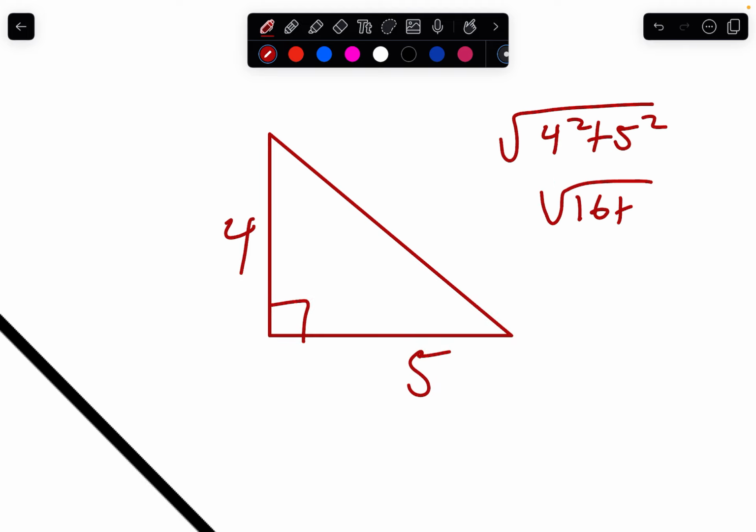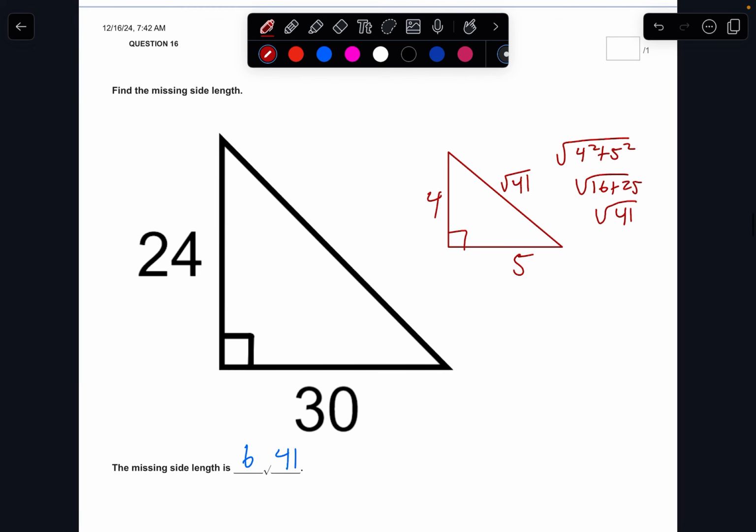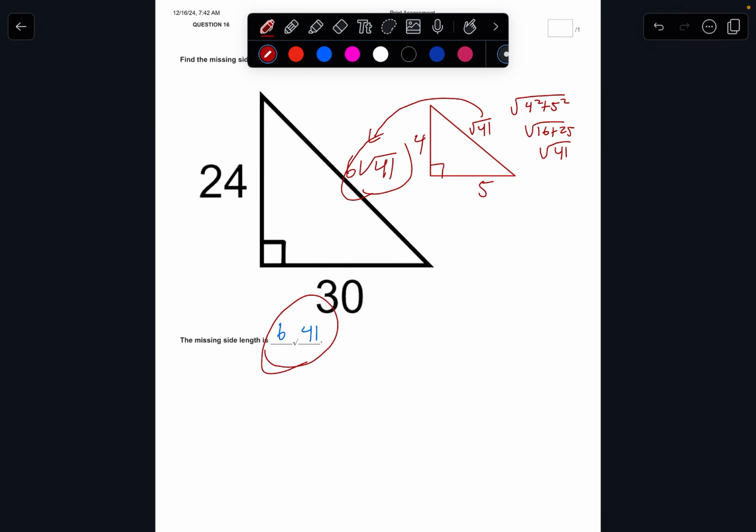So this would be 16 plus 25. This would be the square root of 41. But we divided by 6 to get there, so we need to multiply this by 6 to go back home. So 6 root 41 is our answer.